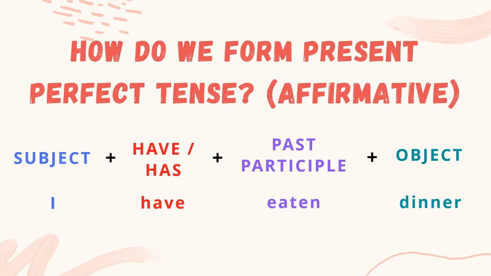Past participle is the form of verb in past participle. For example, in the sentence, I have eaten dinner. Eaten is the past participle form of verb eat. The sentence I have eaten dinner is one example of affirmative sentences. The action shown in the sentence is positive. We are going to look at a few more examples.